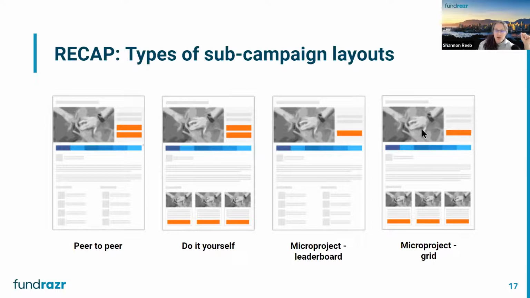But if you do want a register button, choose do-it-yourself or peer-to-peer. You can turn the register button on and off with these, but honestly, the only difference between a peer-to-peer campaign and a micro project with leaderboard is the fact that the registration button isn't there. And the only difference between a do-it-yourself campaign and a micro project with grid is because the registration button isn't there. It's the only difference, technically. So you want that one, you want that one, you want that one, or you want that one.